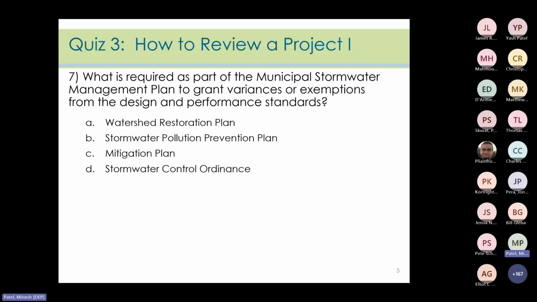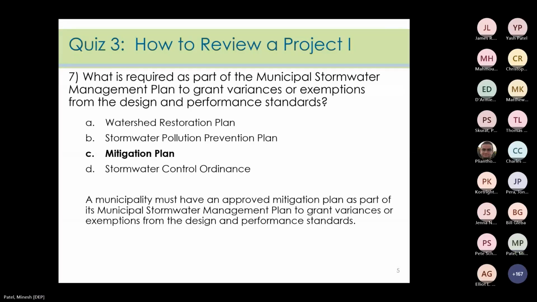Question 7. What is required as part of the municipal stormwater management plan to grant variances or exemptions from the design and performance standards? And the answer here is C, a mitigation plan. A municipality must have an approved mitigation plan as part of its municipal stormwater management plan to grant variances or exemptions from the design and performance standards.